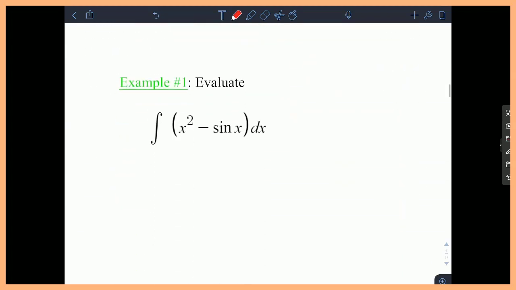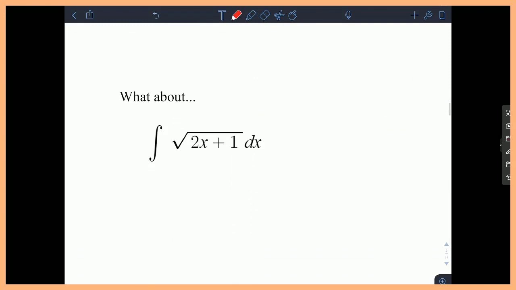Let's try an example. Evaluate the indefinite integral of x squared minus sine x dx. Now notice there are no bounds in this integral, so we're going to use our normal anti-differentiation rules. The antiderivative of x to the second would be x to the third over 3. And then the antiderivative of negative sine x would be positive cosine x. And then you have to add a plus c. Now this is the new part for us. Whenever you're taking an antiderivative, you have to add a plus c at the end.